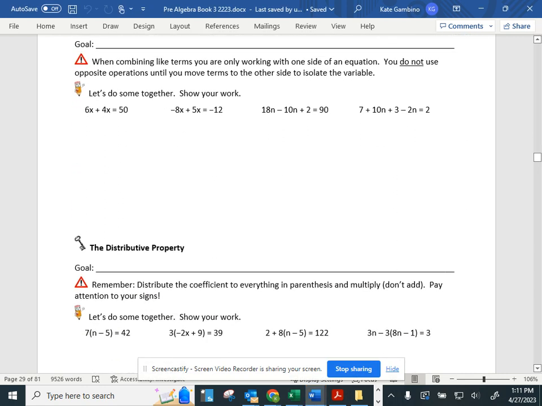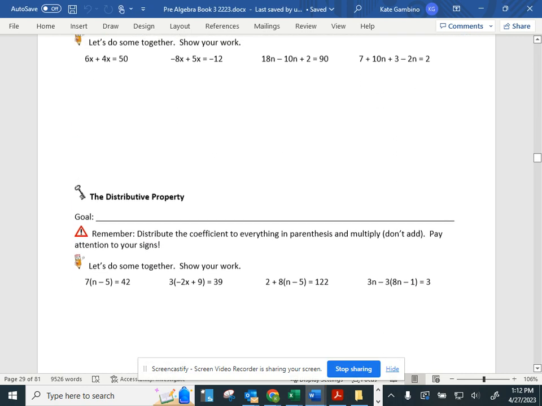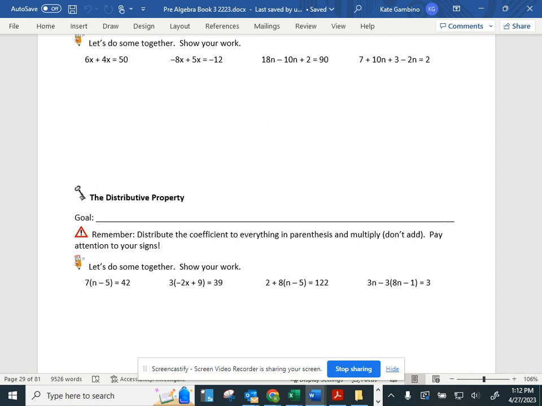So when combining, I already read that, so let's show our work. So we have 6x plus 4x equals 50. What's my first step? Gus? Combine the 6x and 4x. Yeah, 6x and 4x are on the same side of the equal sign. They are like terms, so I can combine them. 6x plus 4x gives me 10x equals, there's only the constant on that side, so I don't have to combine anything.